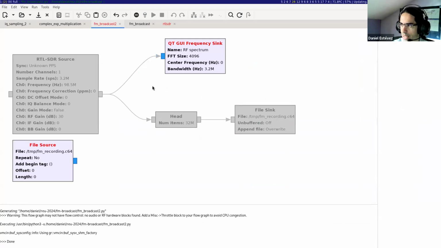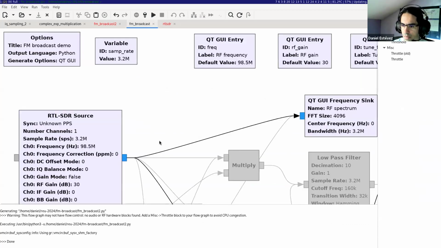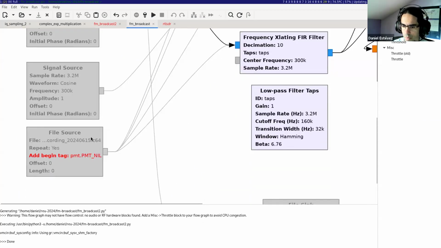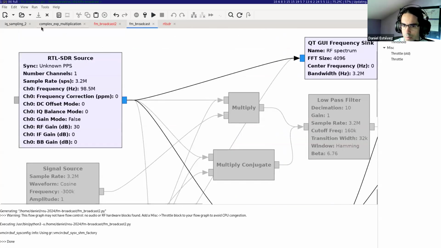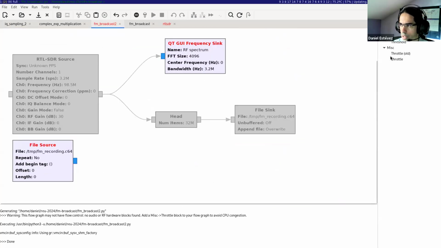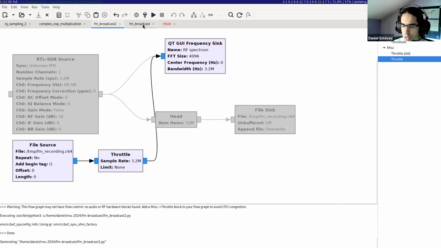If we play a recording, and I think this is missing from the flow graph I have online, a throttle block would be needed in some cases. If you have a recording and don't want to play it instantaneously or very, very fast, but in real time, then you need a throttle block.